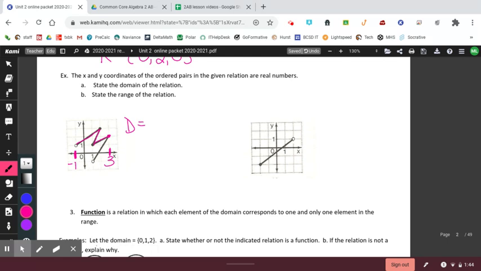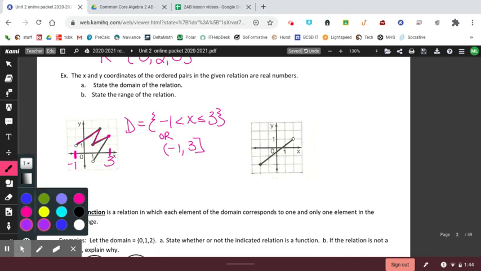So this time we're going to write it as an inequality. So we can say the domain is from -1 less than x, not including the -1 because of that open circle, all the way up to 3. And you could also write this in interval notation. You could do a parenthesis on -1 and then a square bracket on 3.